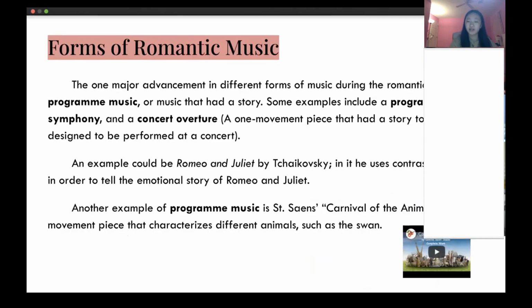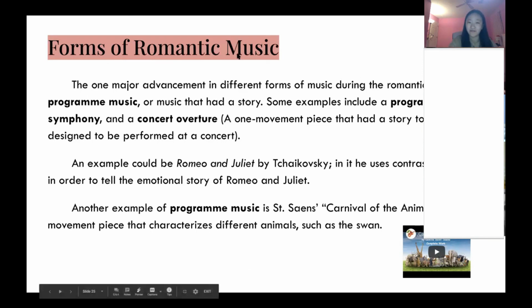Okay, so we're not gonna go too far into this, but a major advancement in different forms of music was program music, so music that had a story, like a symphony that tells a story through music, or like a concert. A good example of that is Romeo and Juliet. It uses music to tell a story, and you guys should all know the story of Romeo and Juliet, so that could be interesting. You guys can look into that if you're interested.